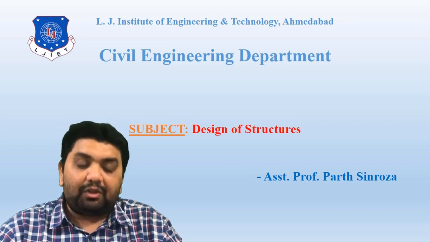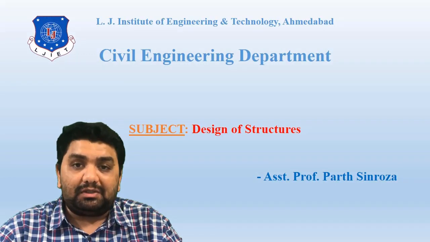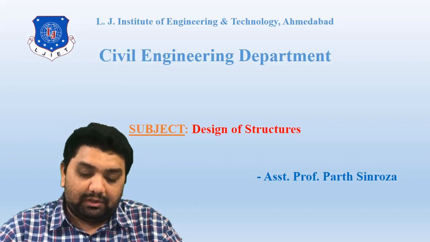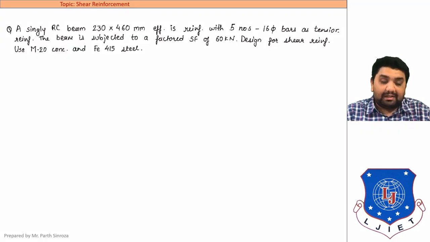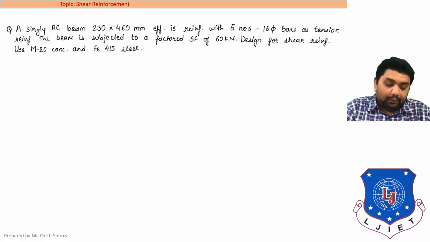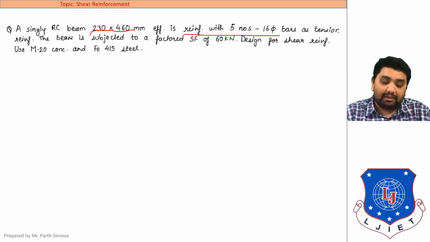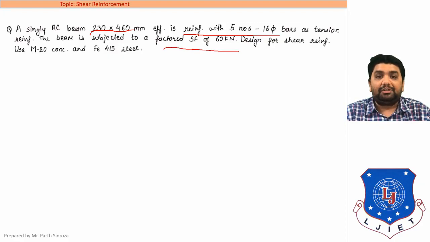So moving further, we are going to see today's first numerical, and the question here is: a singly reinforced RC beam, 230 by 460 mm effective, is reinforced with 5 numbers of 16 mm diameter bars as tension reinforcement. That means AST is given in the question. The beam is subjected to a factored shear force of 60 kilonewton. A factored shear force is given, so no need to multiply it by 1.5. Directly Vu is given as 60 kilonewton.